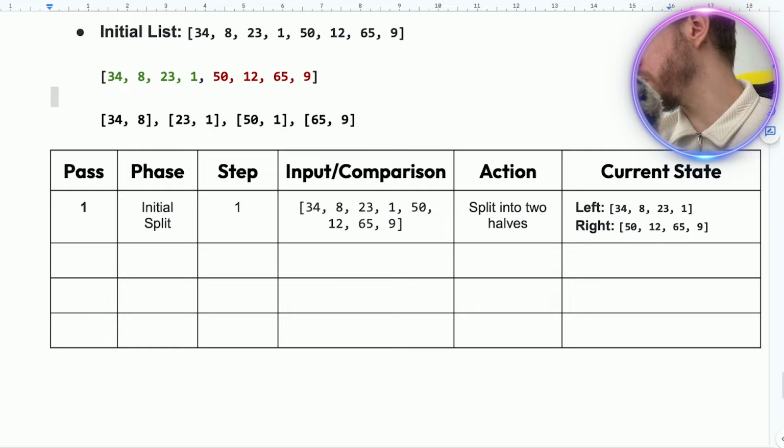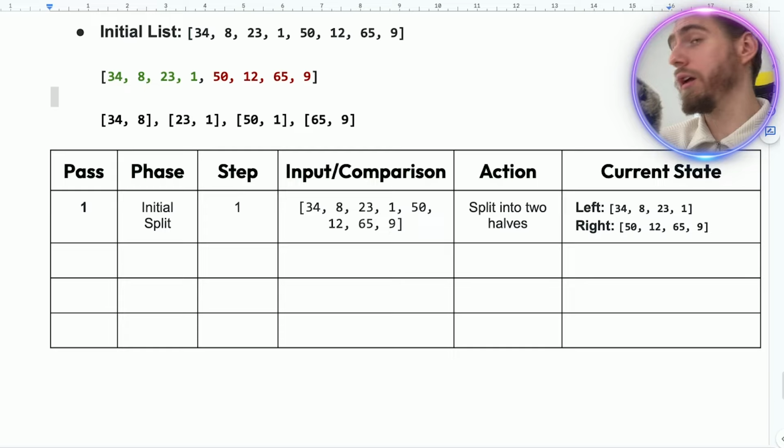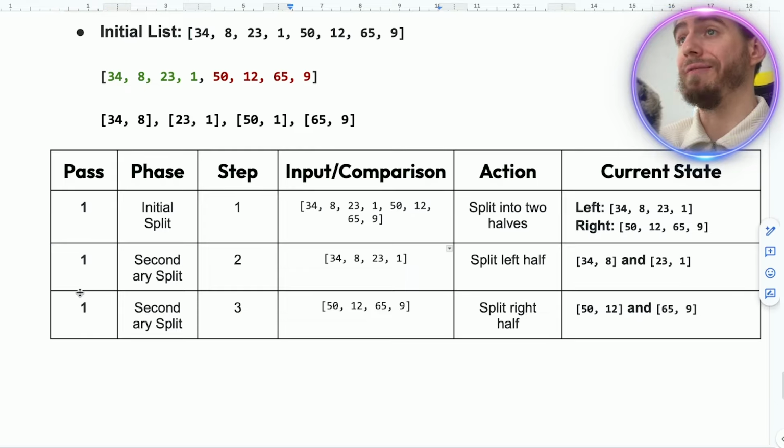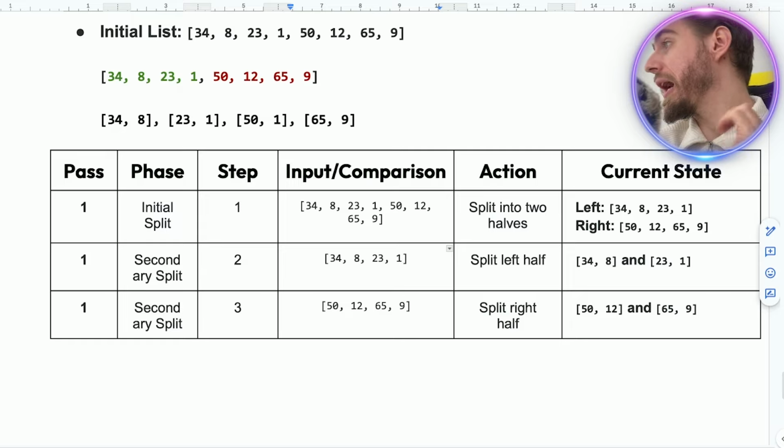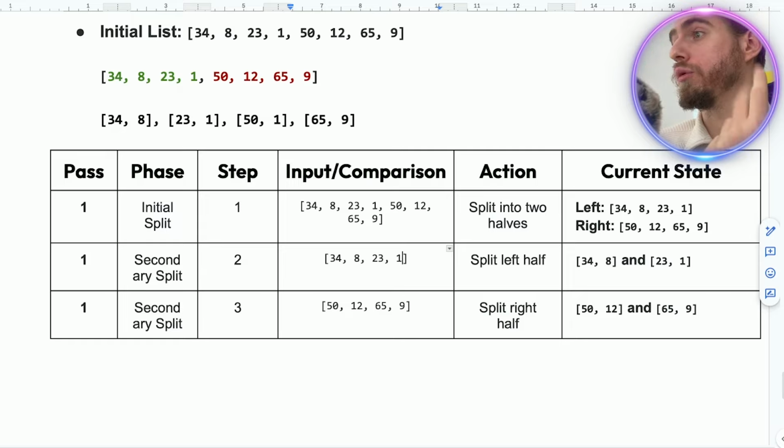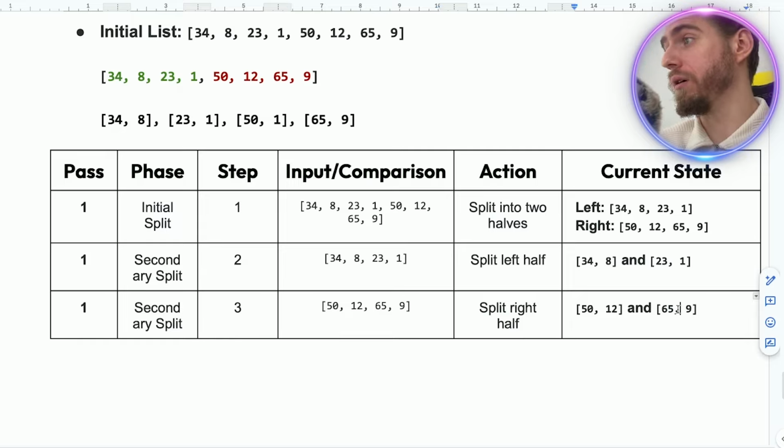So what would be these two steps? Again, we are splitting it first pass, but we are going to split left and right parts. So we would have 38, 34, 8, 23, 1, 51, 65, and 9. Now we are going to have the final split for all of them.